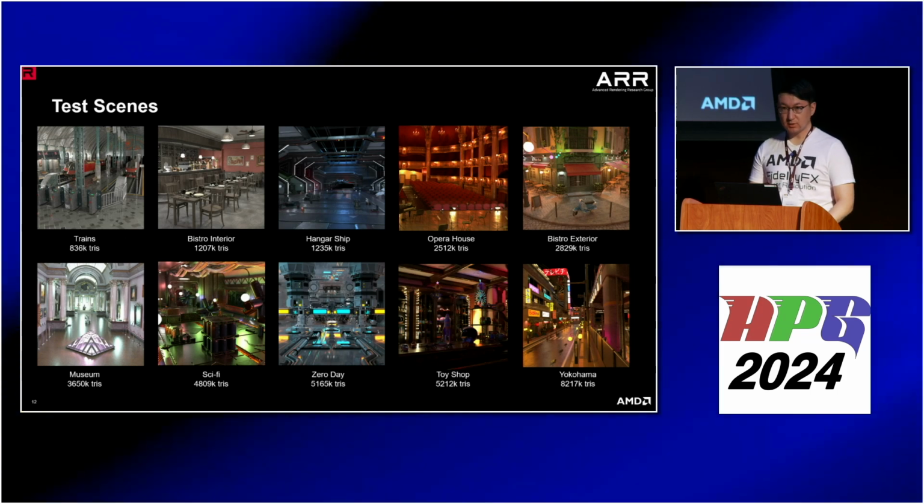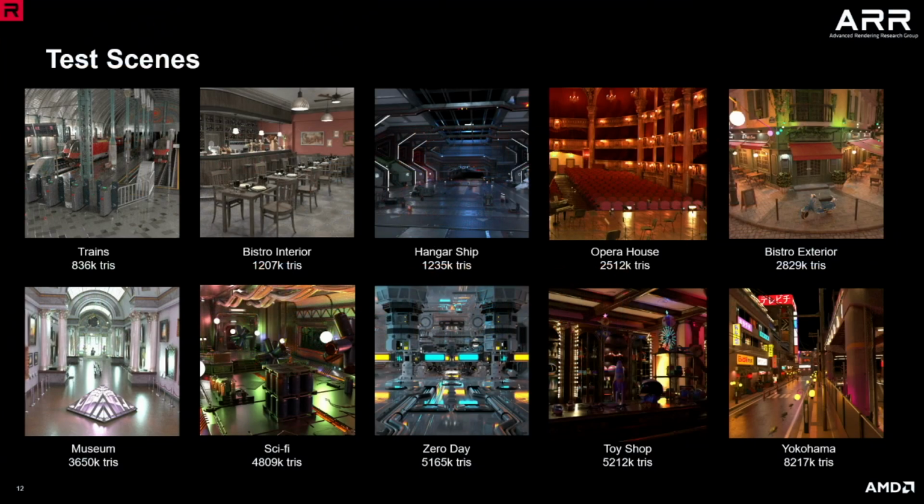Here you can see our test scenes. They are quite complex, both in geometry and also light transport. So you can see various global illumination phenomena, such as glossy reflections, indirect shadows, and others.